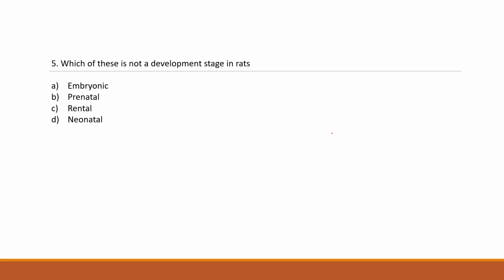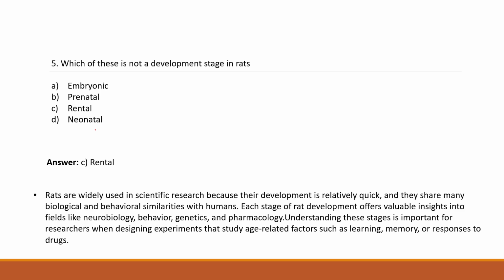Yes. Option C. Option C, yes. So this is, I think, pretty easy. So your rental is not any of the stages of development in rats. Your embryonic, prenatal, and neonatal are the different stages. Embryonic is from when the embryo has formed, prenatal is the stage before birth, and neonatal is the stage immediately after birth. So the answer is rental, which is not a developmental stage in rats.